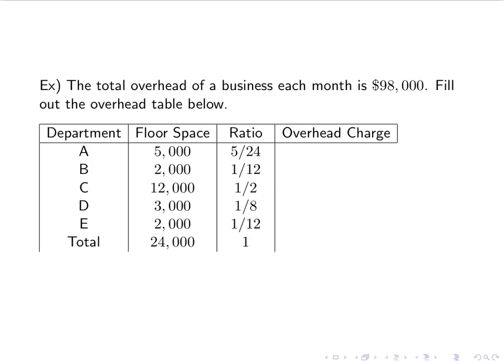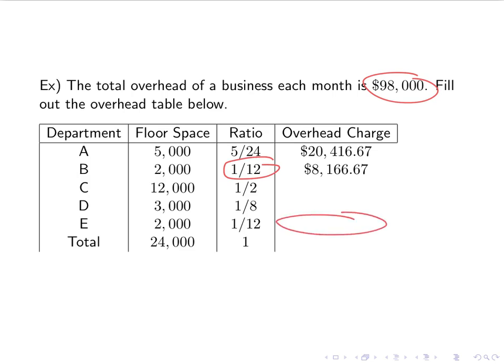Next, for the overhead charge, I take the ratio, multiply it by the total overhead. So 5 over 24 times 98,000. Again, it's not going to be exact, so I'm going to round to 2 decimals. I get $20,416.67. For the next one, I get $8,166.67 when I multiply 1/12 by my 98,000. Again, notice I'm going to have that same number for Department E when I get down to it.